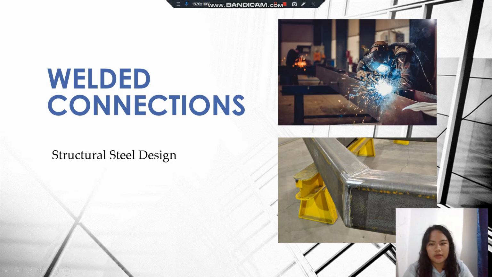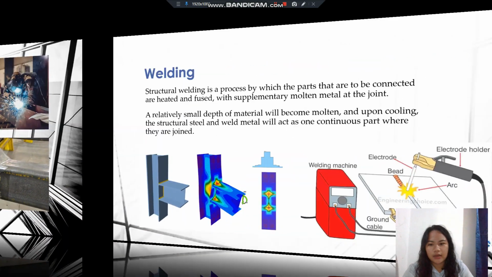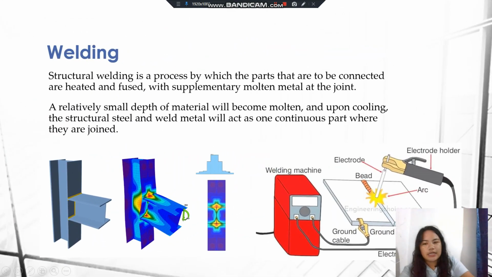So before we tackle analysis and design in welded connection, we will first define what is welding. Structural welding is a process by which the parts that are to be connected are heated and fused, with supplementary molten metal at the joint.